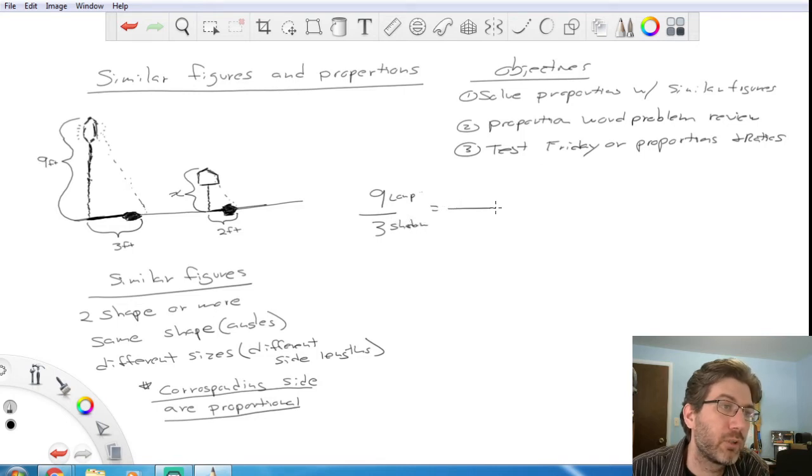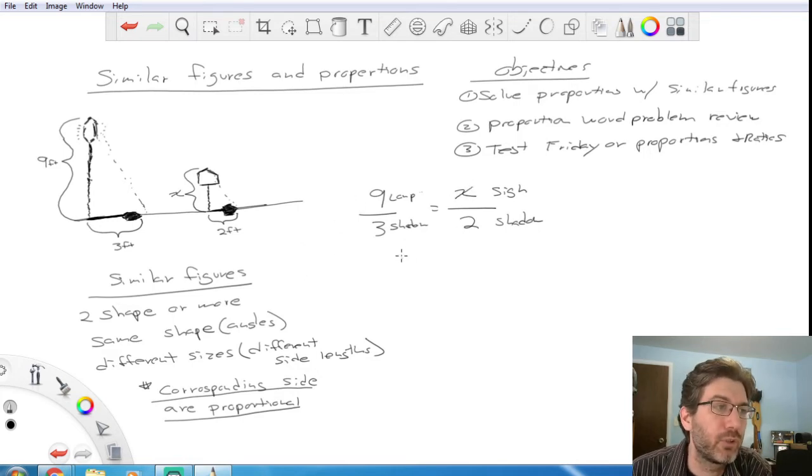When you set up the proportion, you need to keep like things together. This is an actual physical object, so this sign here has to be the actual physical object. So we're going to put the sign's height on top, and then this is a shadow, and this is also a shadow. So we want the shadows on the bottom. So here our shadow is 2. We don't know the length of the sign.